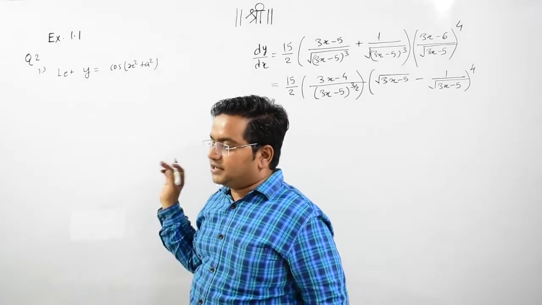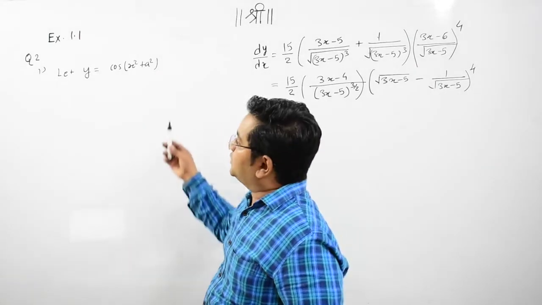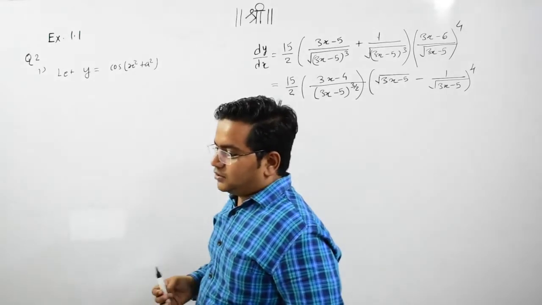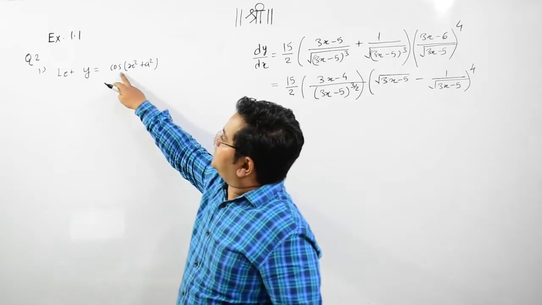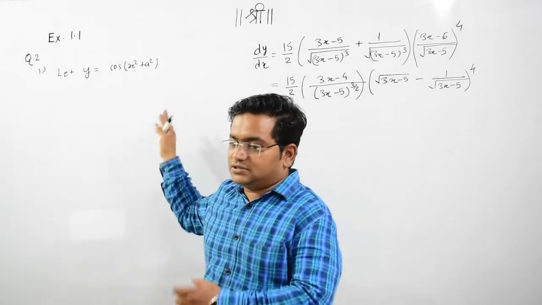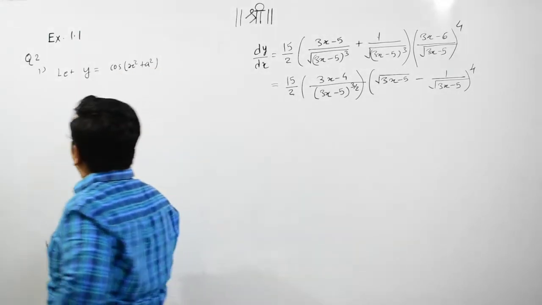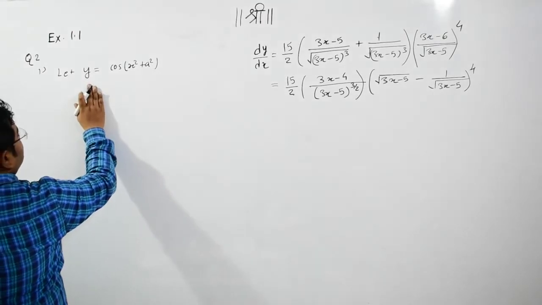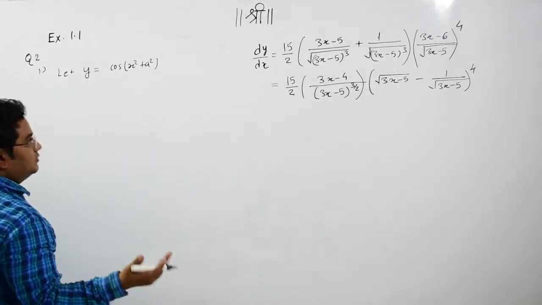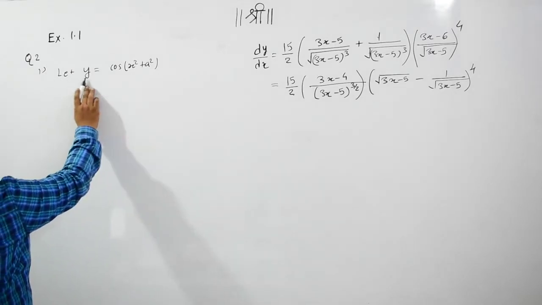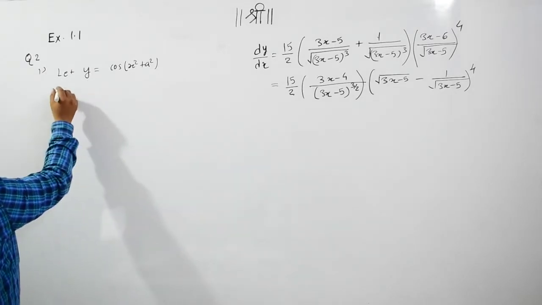Differentiating both sides, for that purpose I need to put it like this. Otherwise, if I simply say that the derivative of cos x square plus a square is equal to this, that's not possible. So I need to first of all consider it. Most students do this but don't know why they are doing that. Because we need to consider it and then differentiate it.